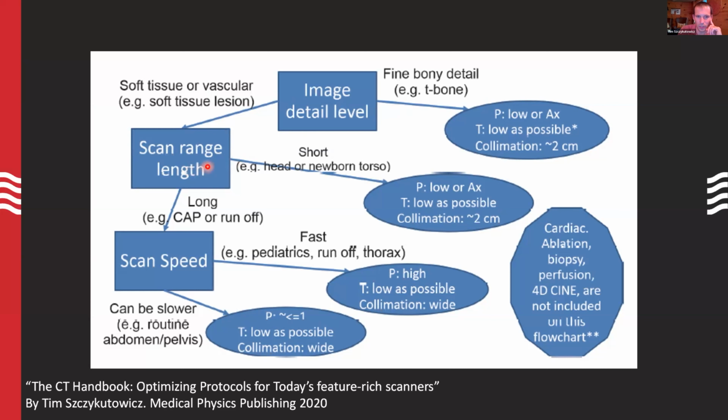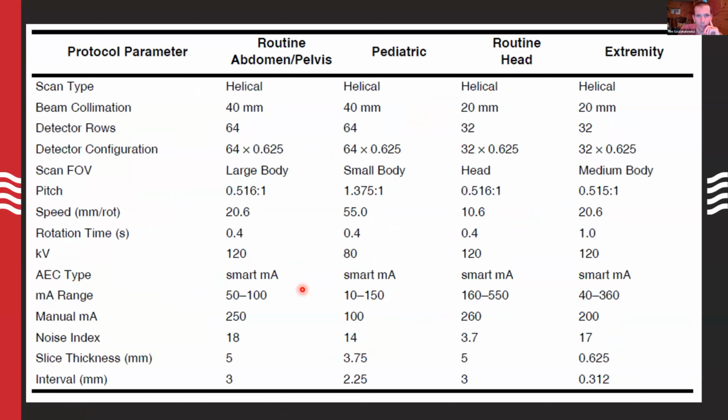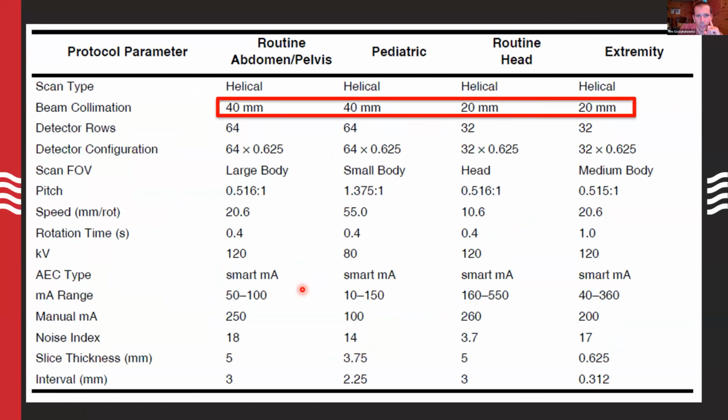Is the scan range going to be long? Flowing through some of these really simple questions can help you pick what kind of parameters you're going to need for pitch, rotation time, etc. All right, so what do these parameters really look like? Well, we might use similar beam collimation across multiple different types of protocols. Here we're using a 20 millimeter beam collimation for extremity and routine head, and then a 40 for a ped body protocol and an adult body protocol.